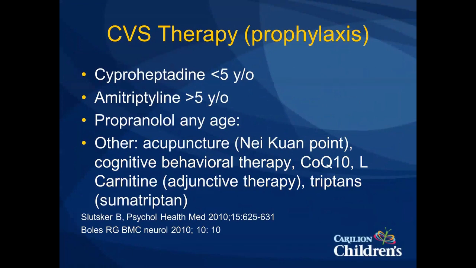But propranolol, the beta blocker, is thought to help by decreasing splanchnic circulation into the GI tract and decreasing the stimulation of our GI tract, helping with symptoms. In my opinion, it is the most effective treatment for cyclic vomiting as prophylaxis. Okay, so cyproheptadine, amitriptyline, and propranolol are the prophylaxis group.